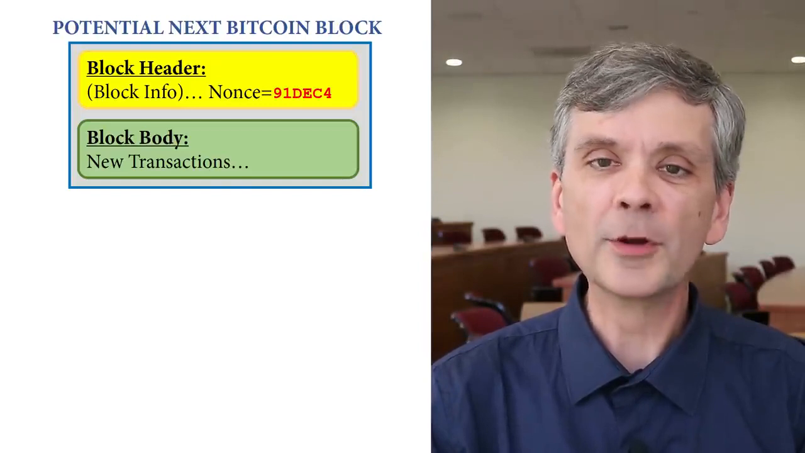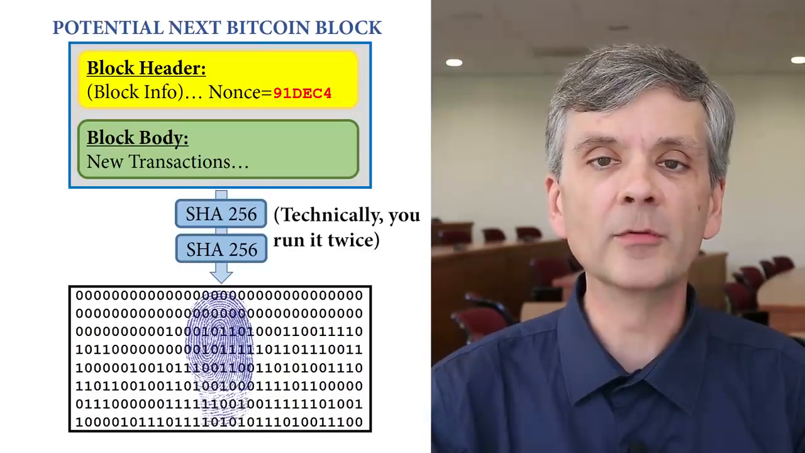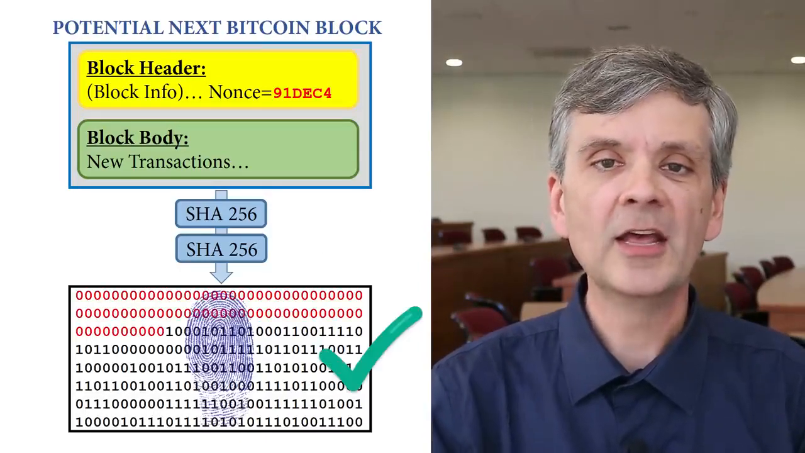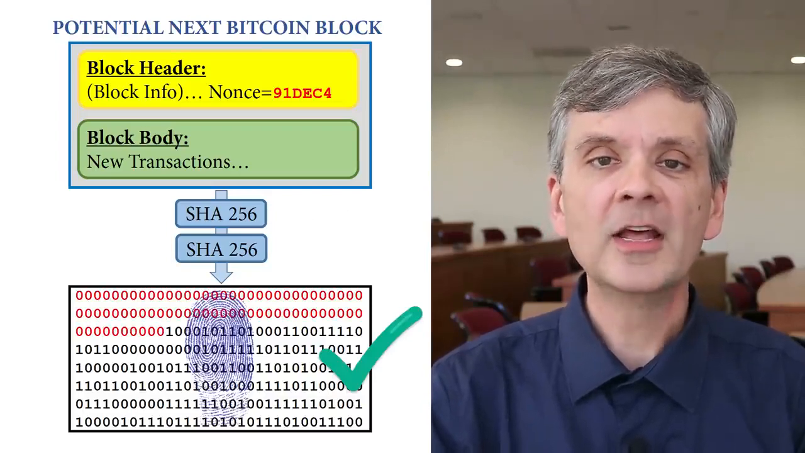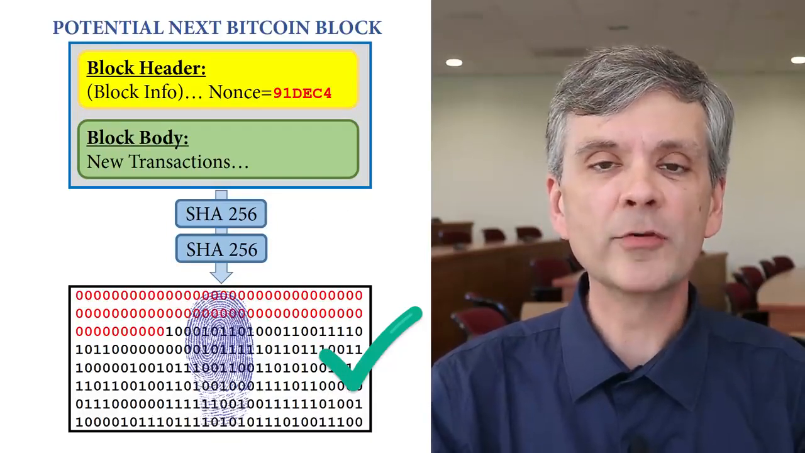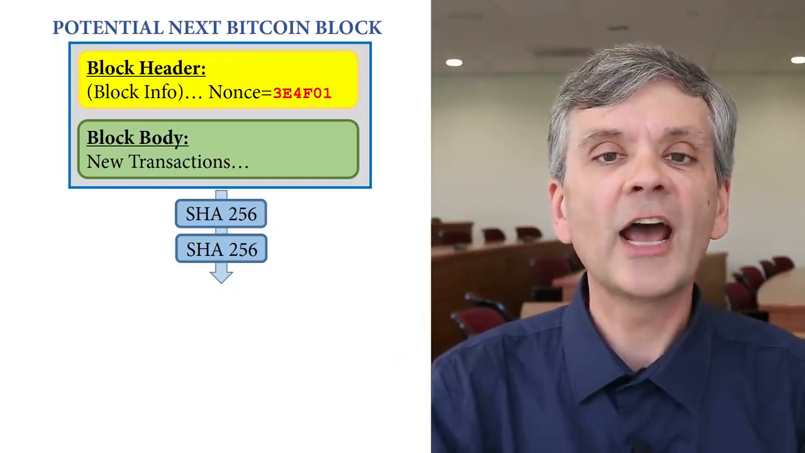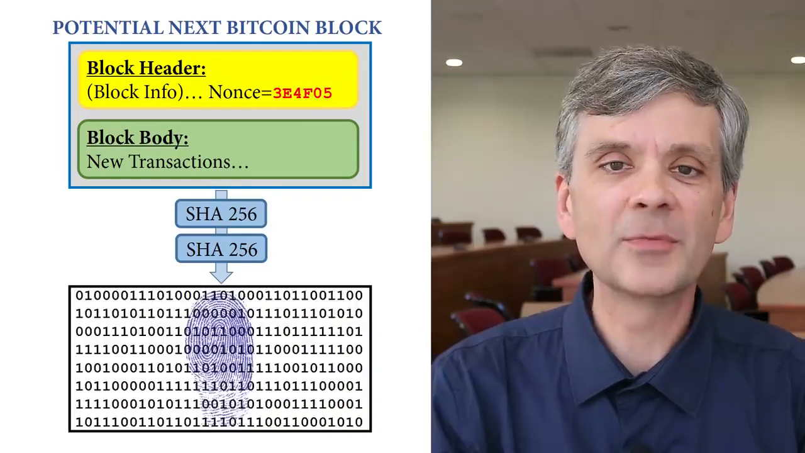In order to mine Bitcoin, all you have to do is find an input that produces a SHA-256 output with 70-something zeros at the beginning. But since there's no known formula, the best anyone can do is to do it by brute force, which means just trying a bunch of different inputs until they find something that works.